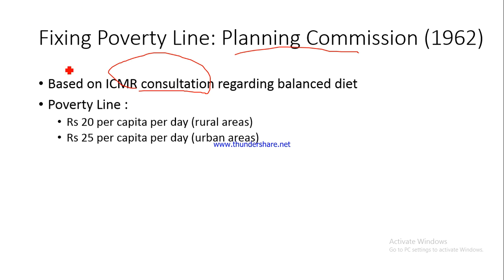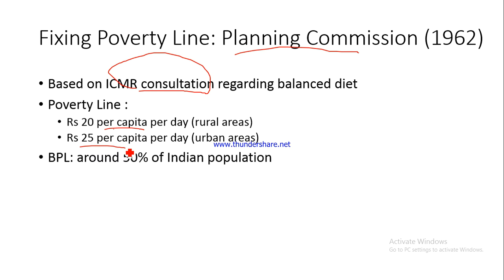So the poverty line at that point of time in 1962 was fixed at rupees 20 per capita per day in rural areas and rupees 25 per capita per day in urban areas. Per capita means per person per day. Right? So this was how the poverty line was fixed at that point of time.